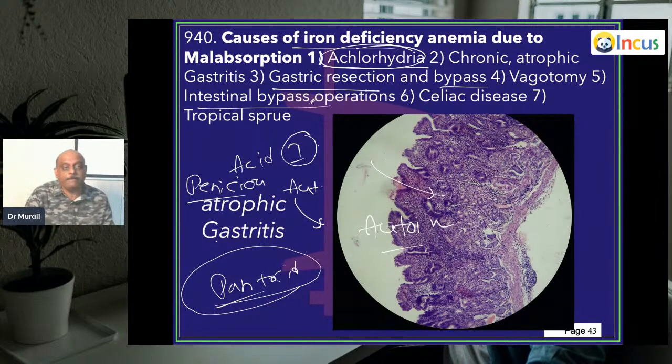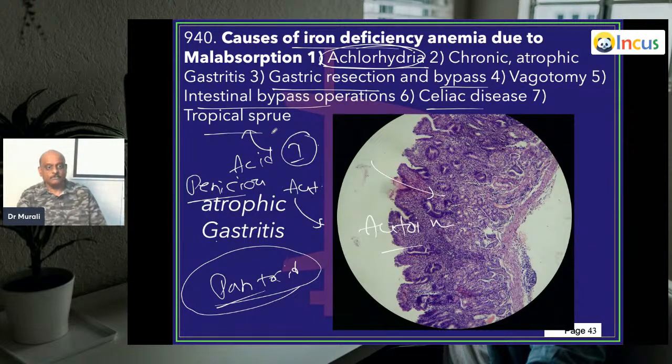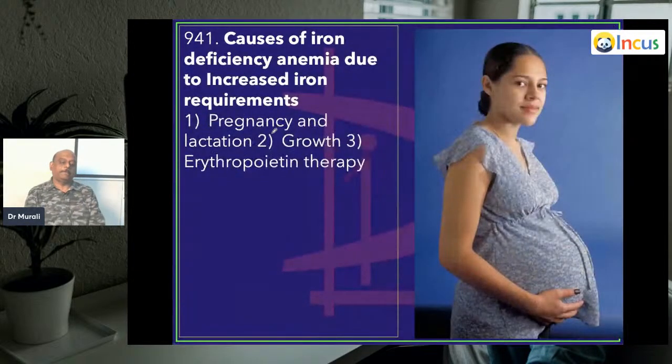Any intestinal bypass, because duodenum and jejunum are all required for iron absorption from the gut. Any celiac disease involving the gut or tropical sprue. So these are the causes for iron deficiency because of malabsorption, is what you need to remember.